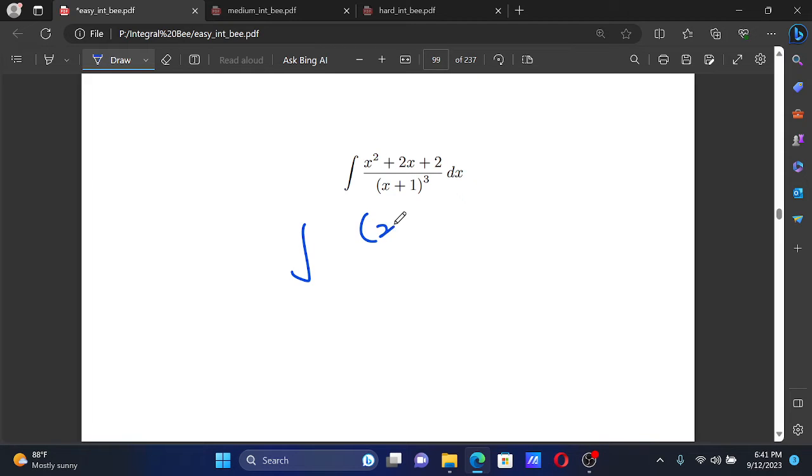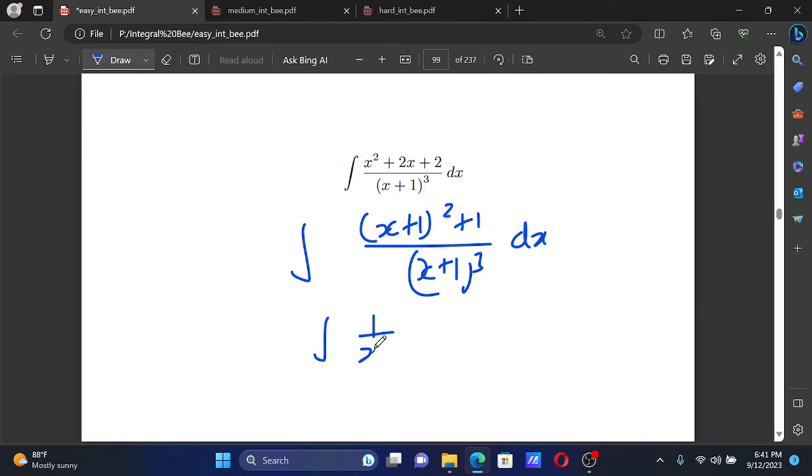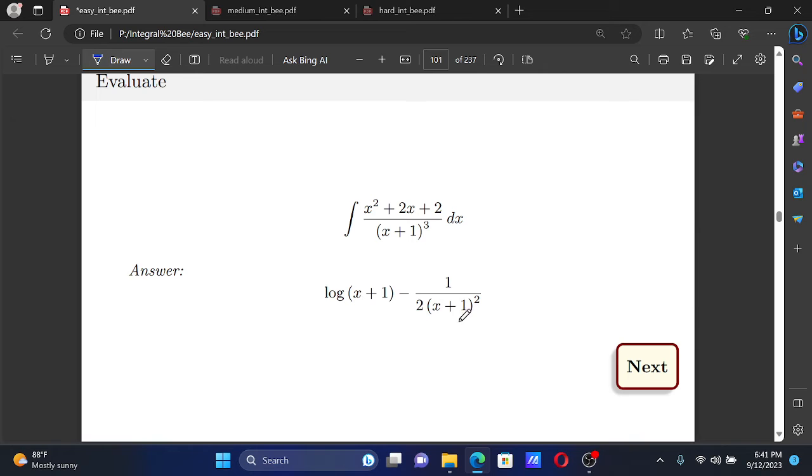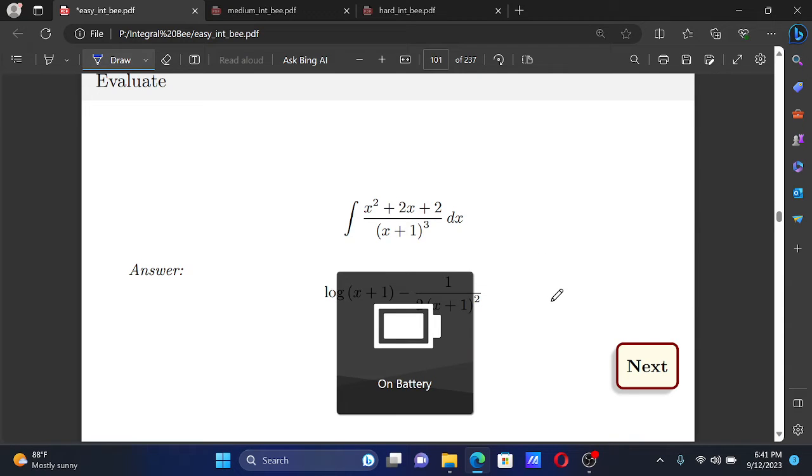Next one. For this one, I guess we can complete the square. Do this thing here, and now it's in a simpler form. It's 1 by x plus 1, plus 1 by x plus 1 to the power 3, dx. Now we can integrate it. It's ln of x plus 1, plus x plus 1 to the power minus 2 by minus 2, plus c. That is the answer. Ln of x plus 1, minus 1 by 2 times x plus 1 whole square, plus c. Yeah, that's the answer. Let's go to the next one.